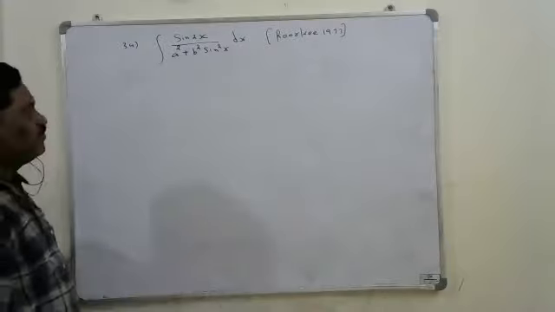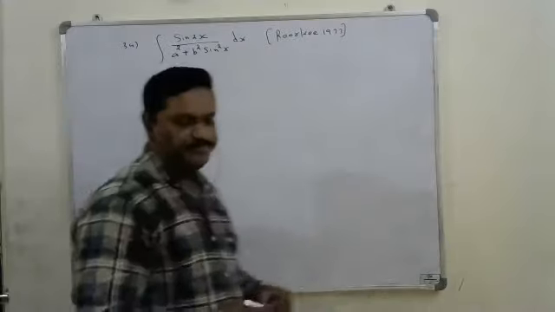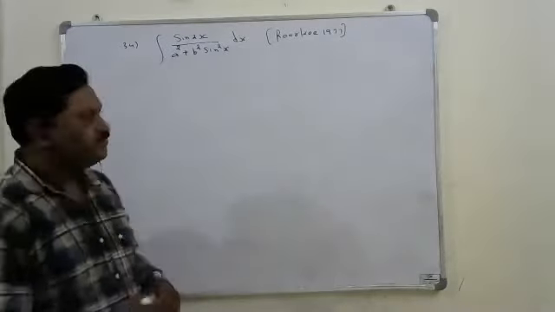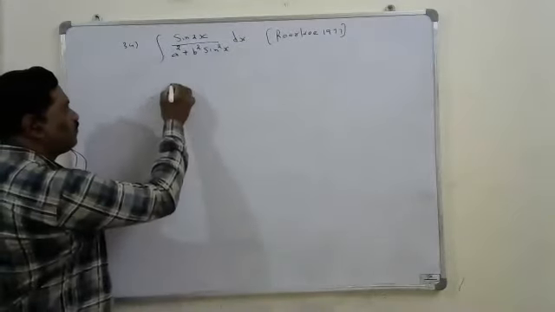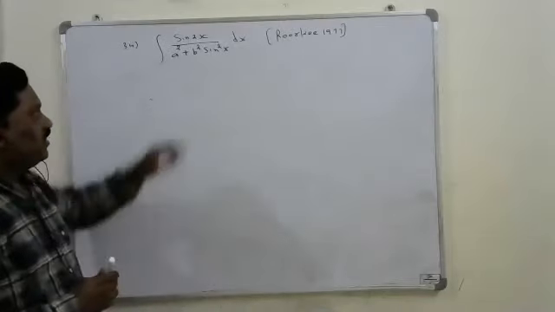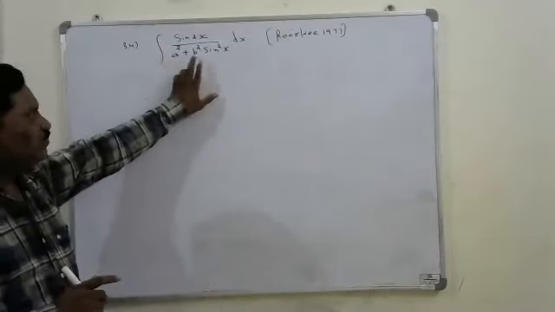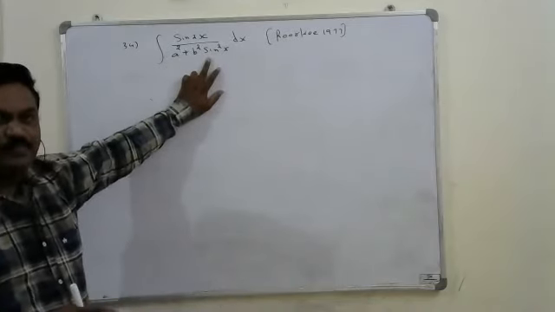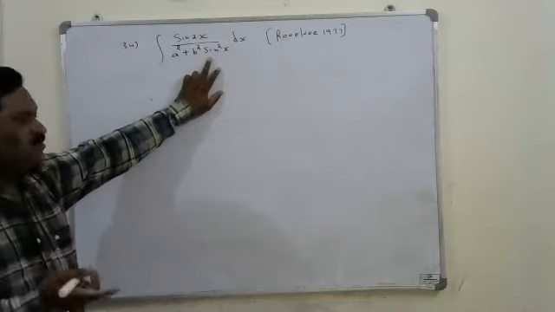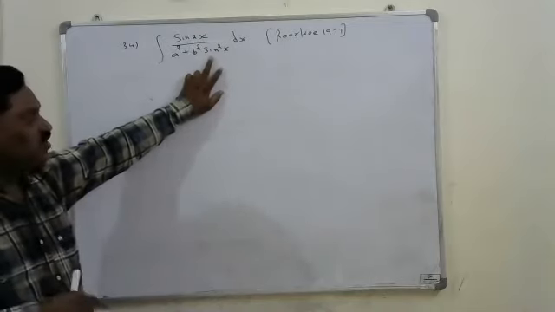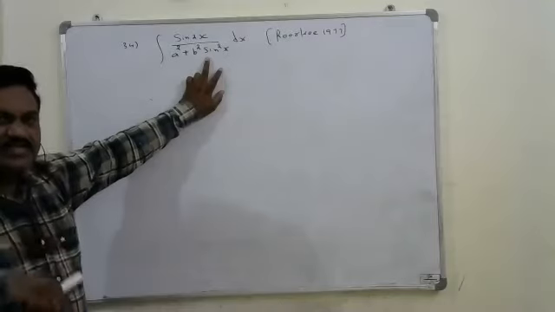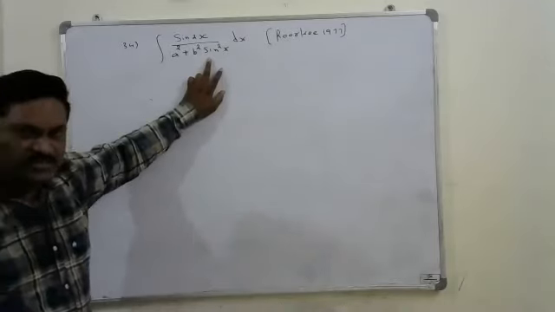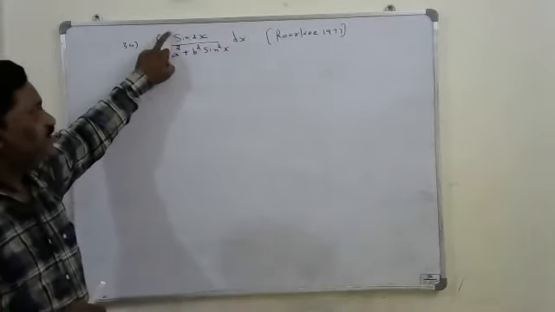Here also, observe the derivative of the denominator. What is the derivative of a square plus b square sin square x? Because a square derivative is 0, b square is a constant, added on. What is the derivative of sin square x? It is 2 sin x, again sin x derivative is cos x, 2 sin x cos x. 2 sin x cos x is sin 2x. That is there here.